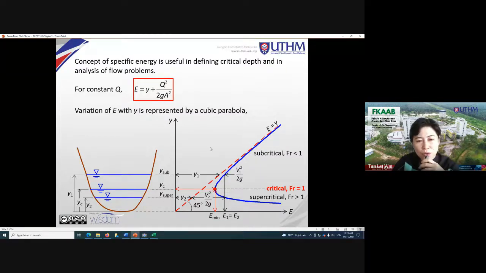Can that happen if you are analyzing flow? That means, of course, you are going to have velocity, right? So therefore, what it shows here is, your E versus Y curve won't cross this E equals to Y line. If it crosses, it means your Q is 0. So it's actually going asymptote. Asymptote means near but will never touch the E equals to Y line.